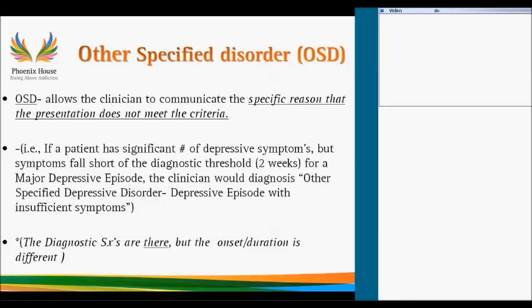However, we know that there is something significant going on. So I have here as the example, if a patient has a significant number of depressive symptoms, but the symptoms fall short of the diagnostic threshold, such as 2 weeks, for major depressive episodes, the clinician would then diagnose other specified depressive disorder, depressive episode with insufficient symptoms. And then obviously there's a code for that. So the idea here, my interpretation of other specified, is the diagnostic symptoms are there. The person meets criteria, but maybe the onset or duration of symptoms is somewhat different.